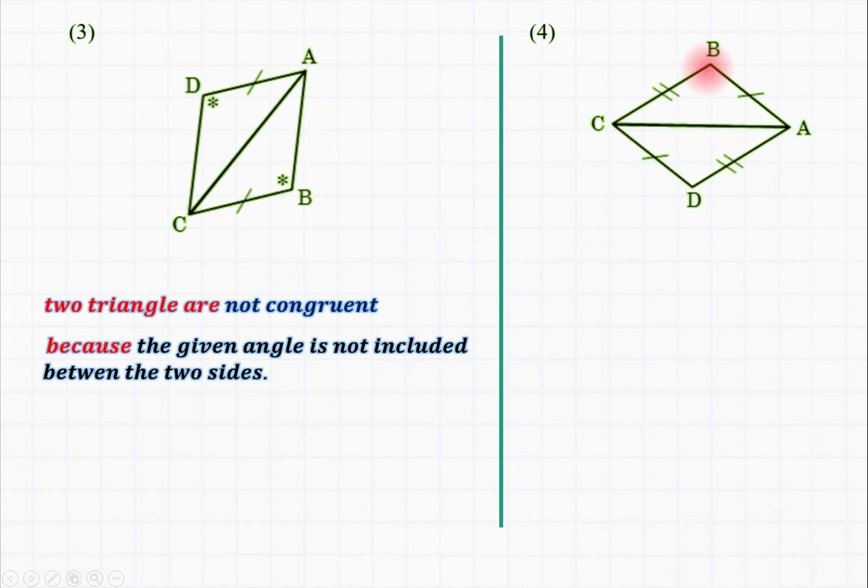Example number 4, ABC is a triangle and triangle ACD. We have the length of AB equal to the length of CD, and the length of BC equal to the length of AD, and AC is the common side. Therefore, these two triangles are congruent because three sides in the first triangle are congruent or equal to three sides in the second triangle, SSS.